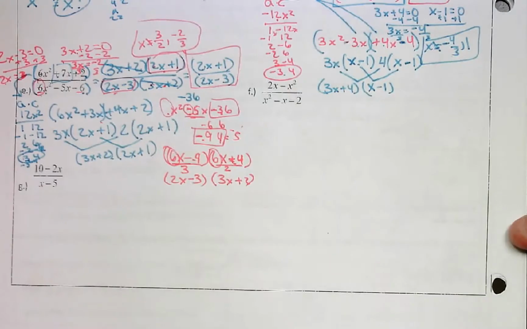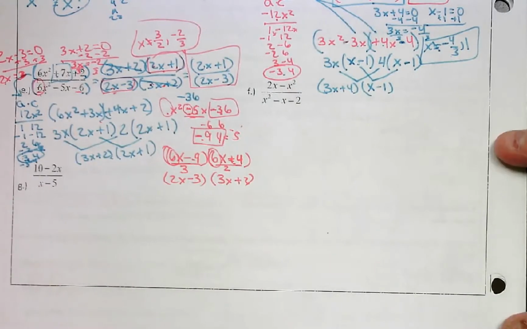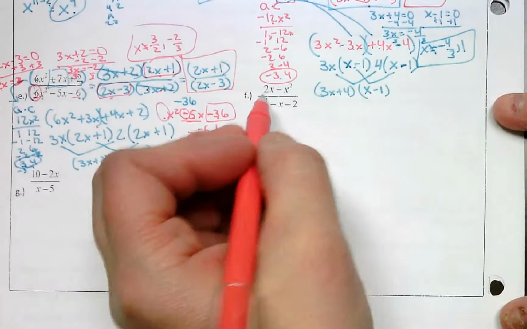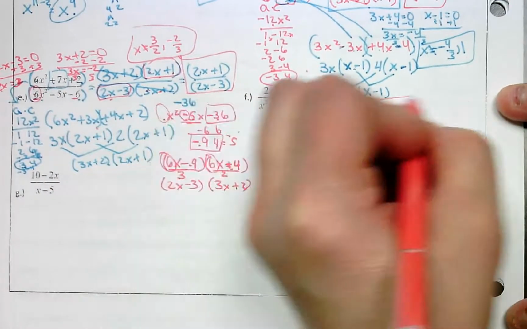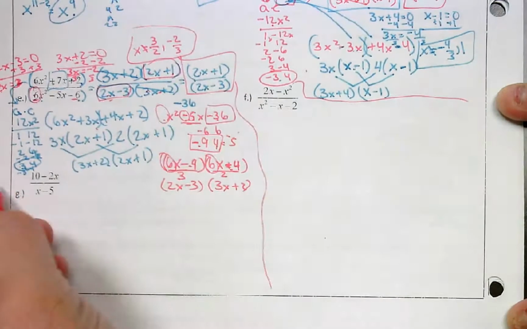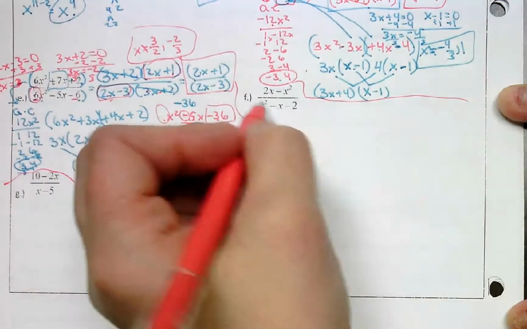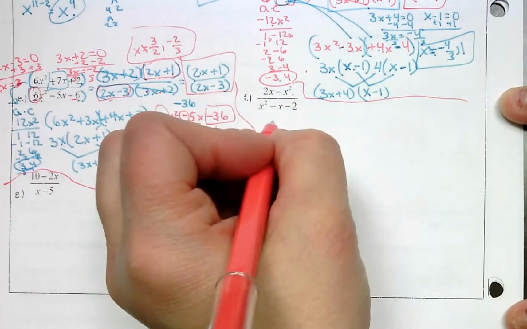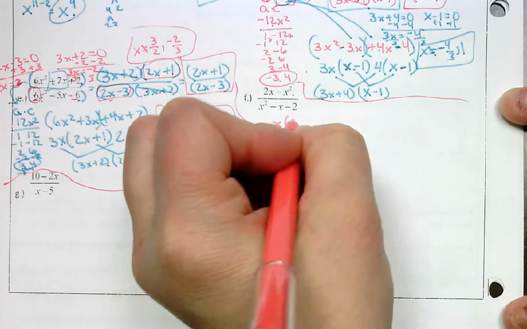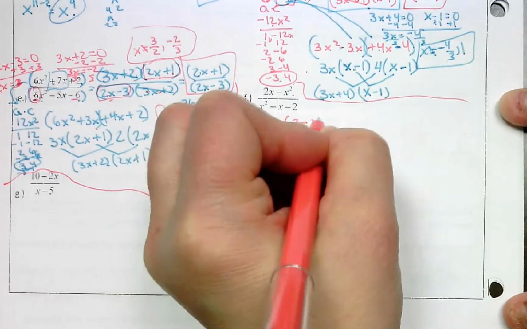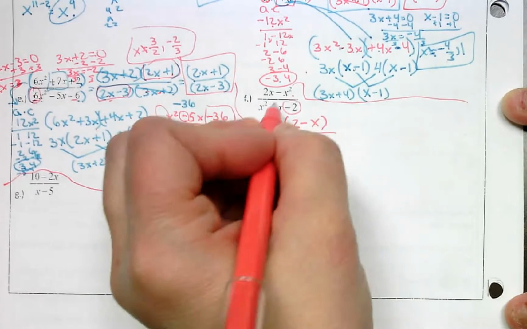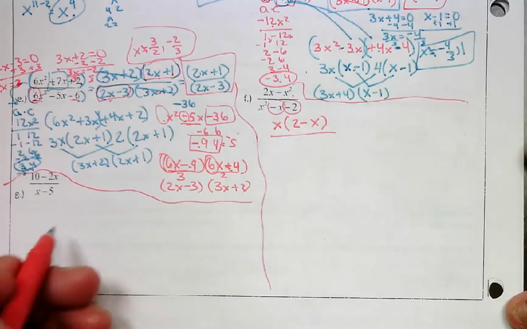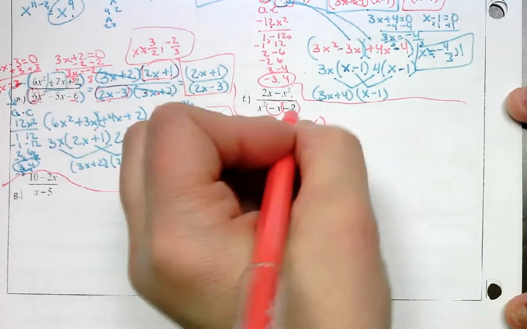All right, let's take a look at the next. So the next one looks like it's going to be a little bit easier. Okay, draw some lines here to separate them. All right, so 2x minus x squared. Factor an x out of that, and I'm left with 2 minus x. Well, let's factor this one. What multiplies to negative 2 and adds to negative 1 is going to be negative 2 and positive 1, so that's going to be x minus 2 and x plus 1.